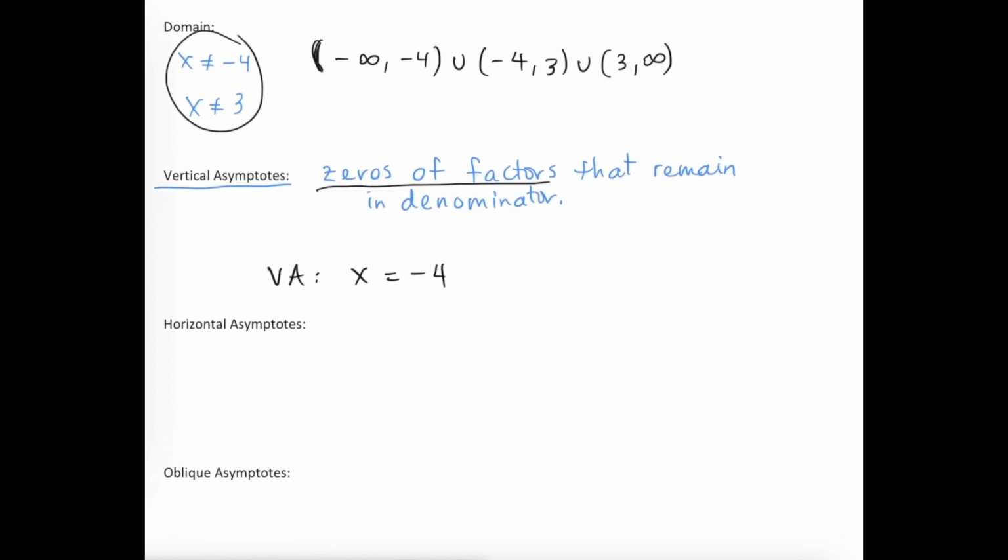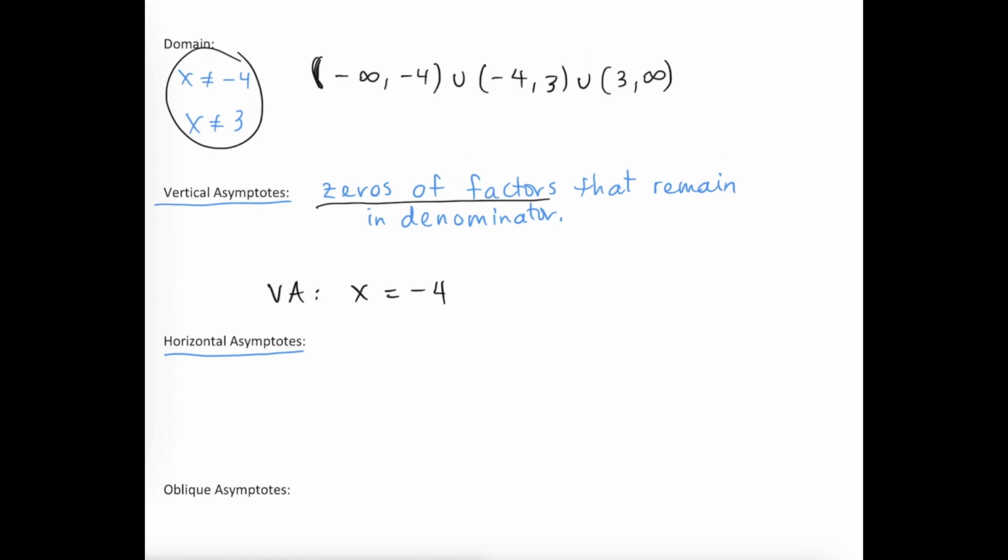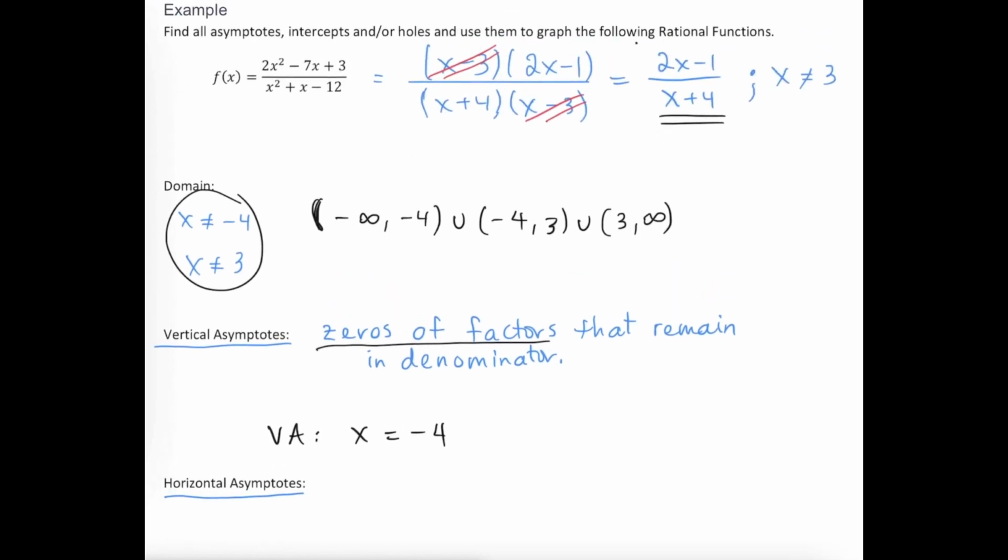In order to get the horizontal asymptotes, we're going to consider the degree of the top and the bottom. Let's look at it from the simplified version. We see that the degree of the top is 1, the degree of the bottom is 1, and so in this case we're going to get the horizontal asymptote that y is equal to the ratio of the leading coefficients. So we're going to do leading coefficient of the top over the leading coefficient of the bottom.